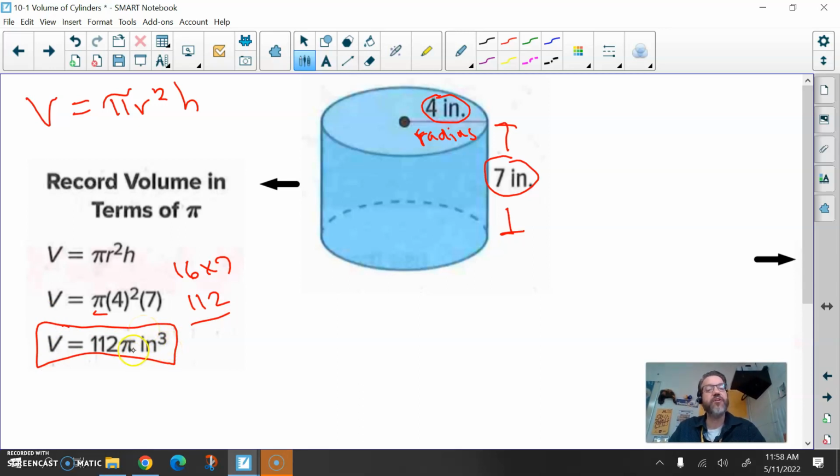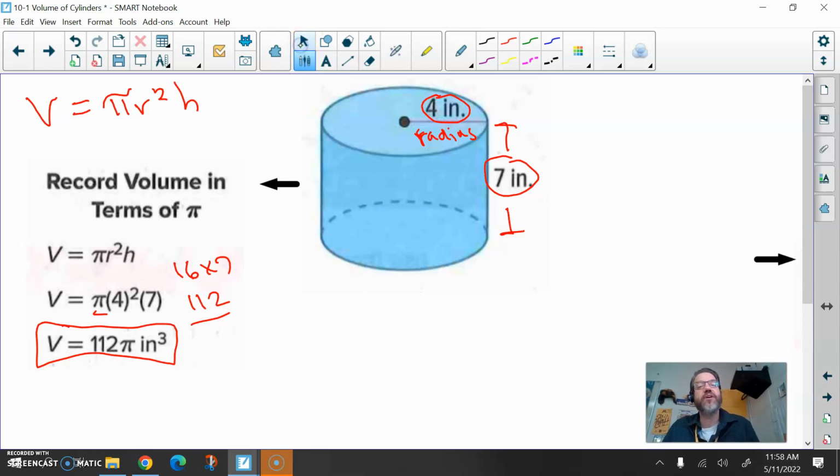Okay? I'm going to talk a little bit more about why we would do this in just a little bit. But you'll see it is less work because I didn't have to put 3.14 in here in place of the pi, even though that's usually what we use for our value of pi.